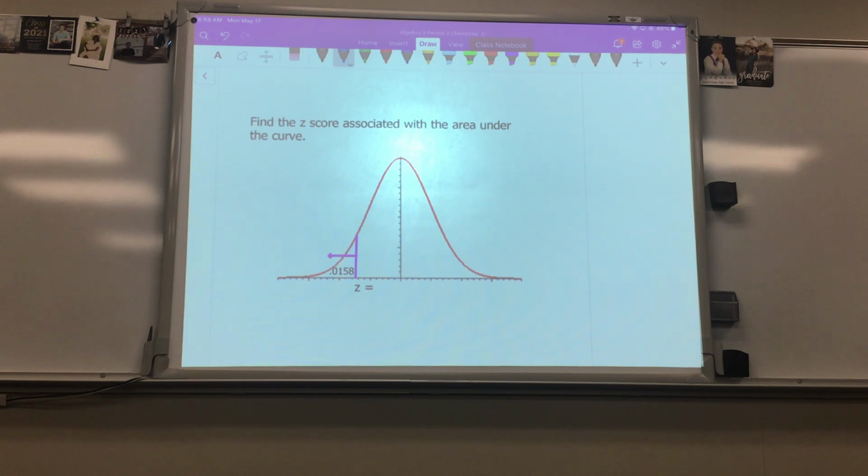Okay. What side of the table are you going to look at here? Negative side, right? We're on the left of the mean. Again, you just need to find that, 0.0158. You guys find it? Negative 2.15.